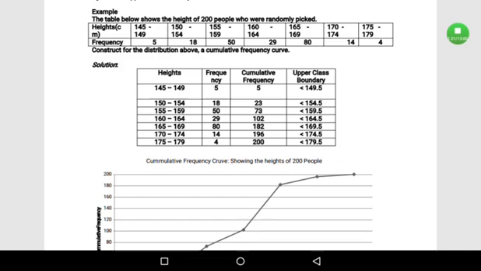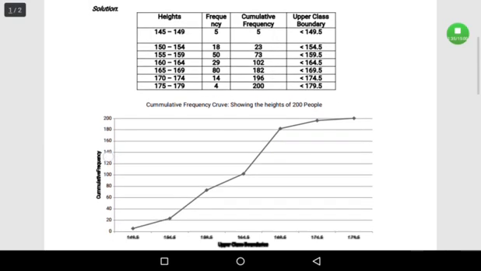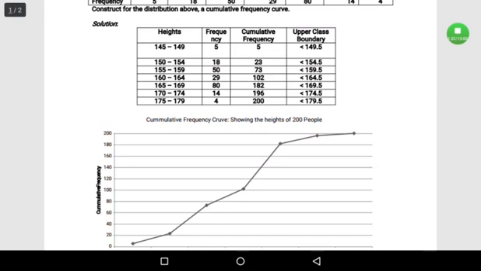Now you are not new to this. To construct a distribution table, you need the class interval and the frequency. And that is what we have in this table under the solution. But to construct a cumulative frequency curve, you need the class boundary and also the cumulative frequency. Now, the issue here is how to cumulate our frequencies.